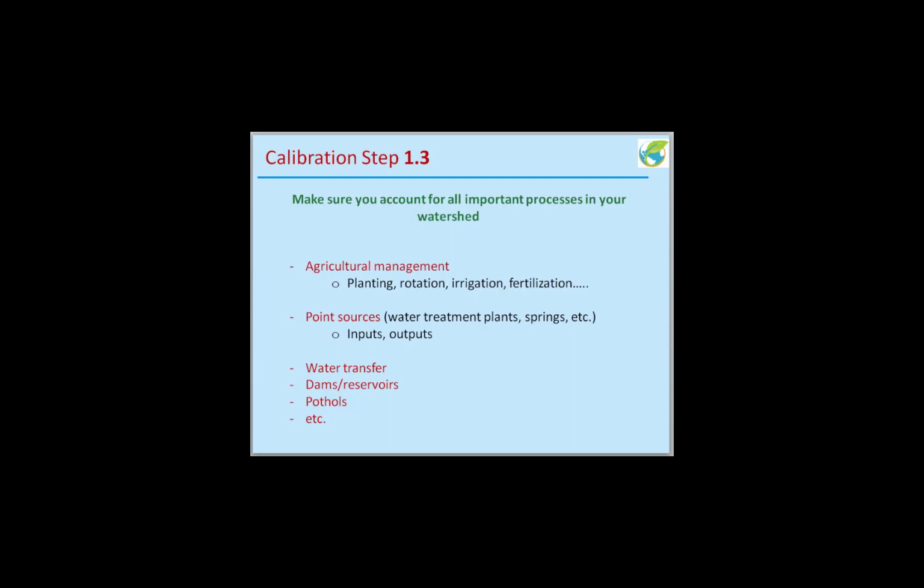Also, you need to check if there are water transfer from your watershed, if there are dams and reservoirs, if there are potholes, or if there are other things happening in the watershed. There are some processes that SWAT can handle, and there are some processes like wetland processes, glacier melt, etc., that SWAT cannot handle. So make sure that you include things that SWAT provides option for them and can actually handle and include it into the modeling process.